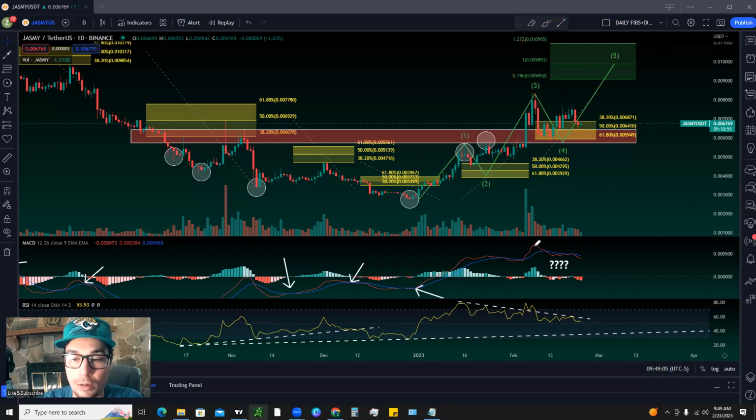If you take a look, we did end up getting a crossover here, and we weren't really sure what it was going to do in this time period, right? We were wondering if we were going to curl up. I said, hey, if you're bullish on this, you want to see this MACD curl back up, and you want to see this trend line here break. We did get both of those, and we got a very strong push on JASMY.